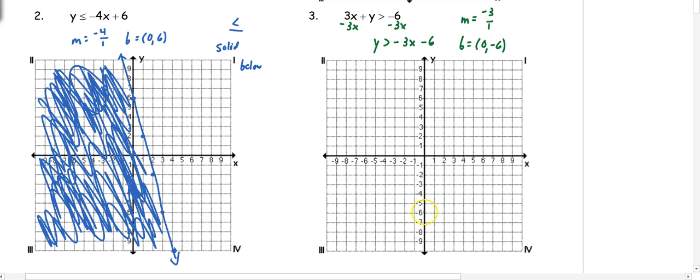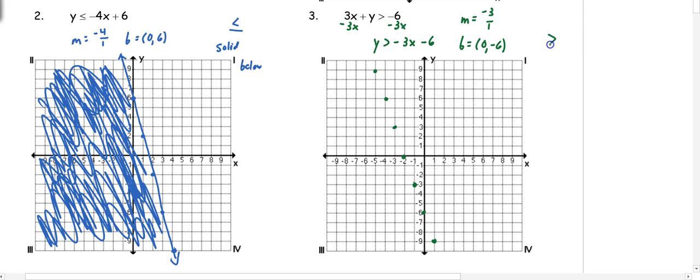So I'm going to go to -6 on the y-axis. I'm going to go down 3, right 1. Now, because I only have one dot, and I want to make sure this is an accurate line, I'm going to use my slope going the other direction so that I can have more points to help me make a better line. So instead, I'm going to go up 3, left 1 to make a nice long line.